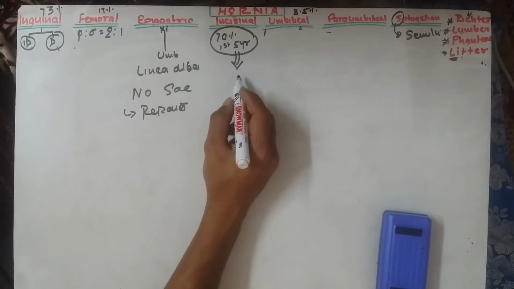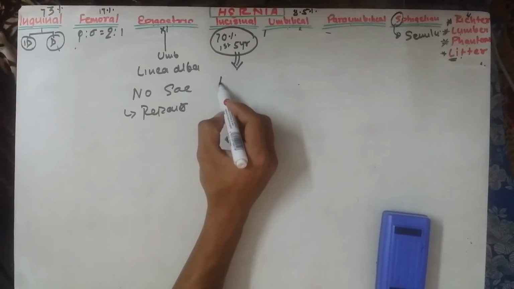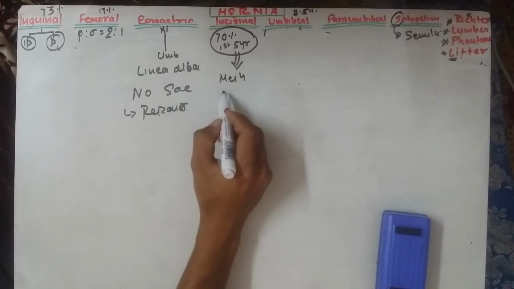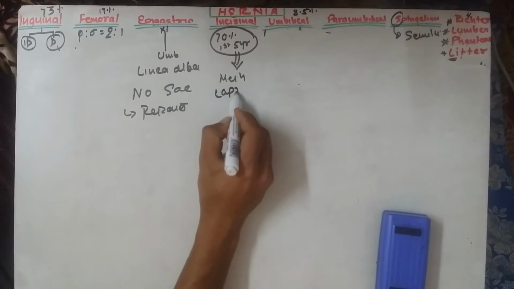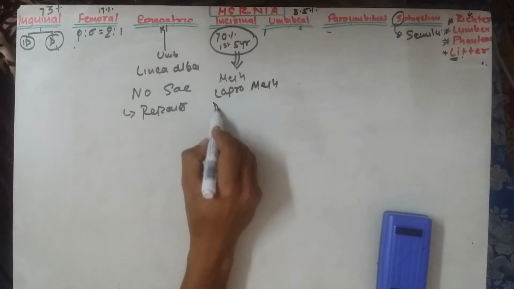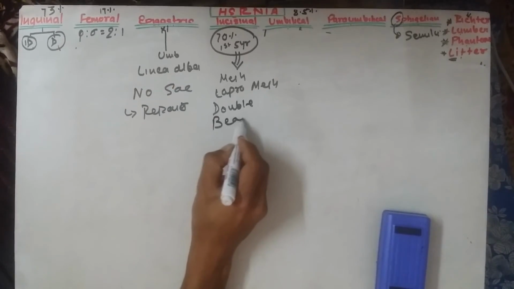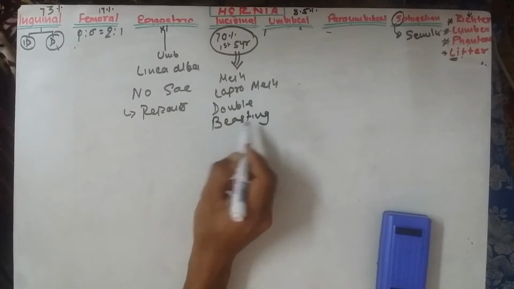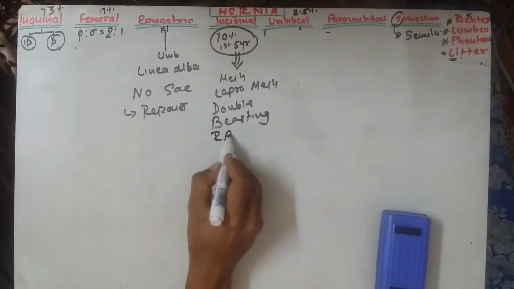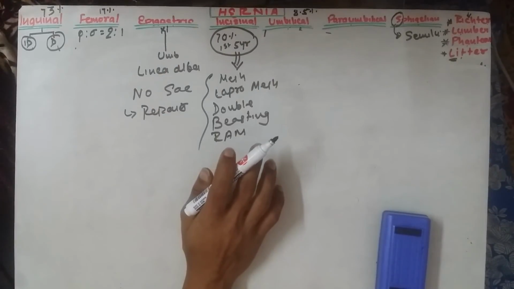They can be mesh repair, laparoscopic mesh repair can also be done, or we can also go for double breasting of the rectus sheath, or of the rectus abdominis muscle. Okay, so these were some of the modalities to repair the incisional type of hernia.